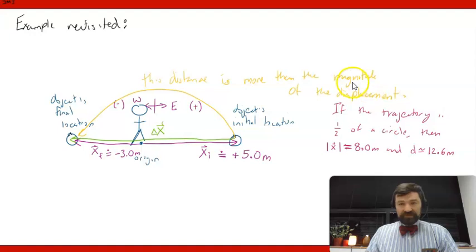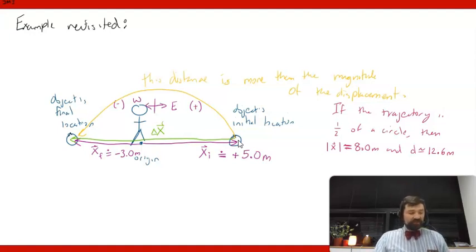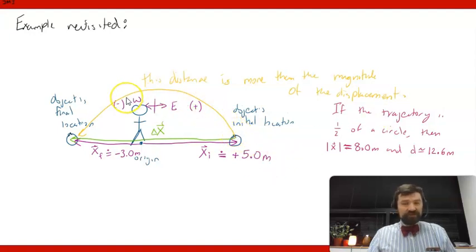To put numbers to it, if this object was moved along a semicircle, so half of a circle, then the distance that it travels through would be half the circumference of the circle. Now the diameter of the circle is the magnitude of the displacement, which is 8 meters. So the whole circumference would have been a little over 25 meters, 25.13 something. And so half of that circumference would be the distance traveled, about 12.6 meters.